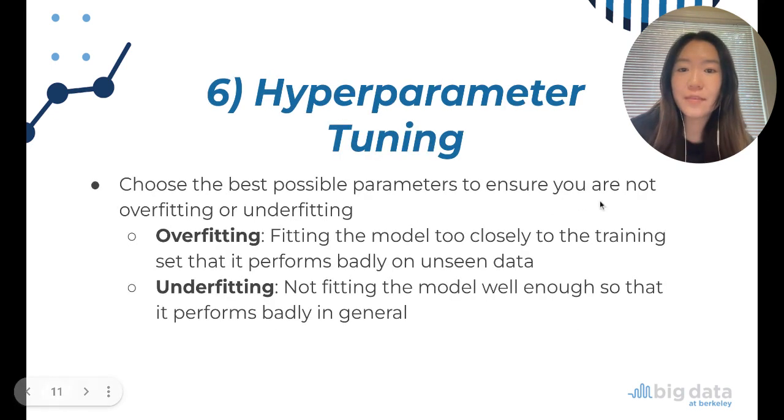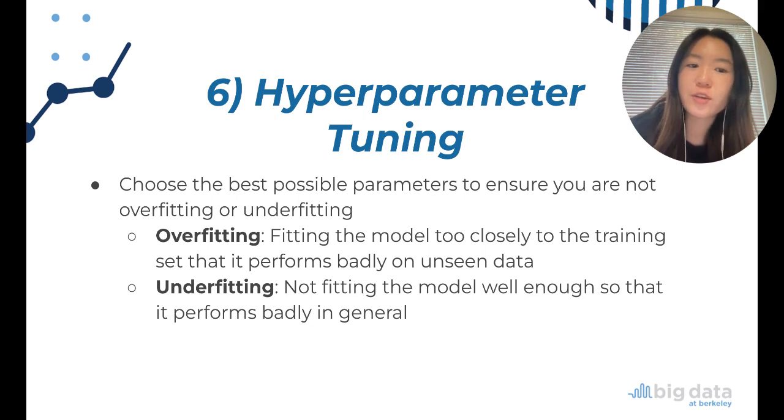So next we have hyperparameter tuning. And this is essentially choosing the best possible parameters to ensure that you are not overfitting or underfitting your data. We do not want to overestimate or underestimate, and we want the most accurate parameters, the best possible parameters we can get. And this also really helps control the learning process.